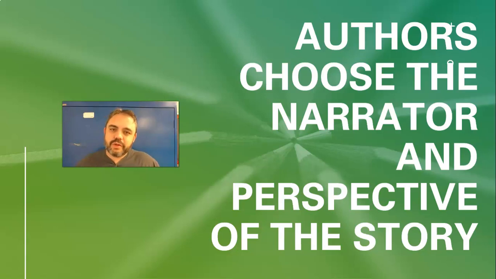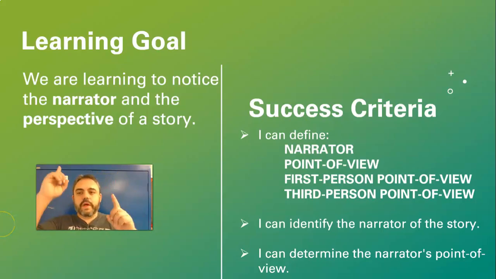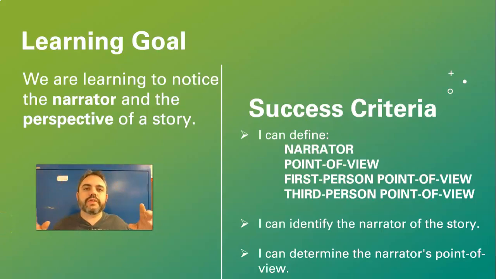All right, as always, you know what's coming up next. We got some learning goals, we got some success criteria, and we're going to jump right in today. Above my head here, we have that learning goal. We are learning to notice the narrator and the perspective of a story. To do that, we have some I can statements right over here.